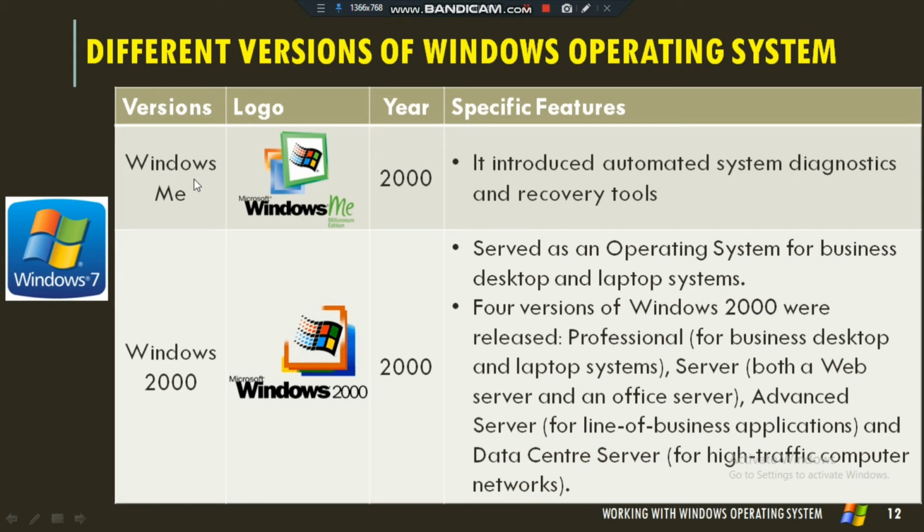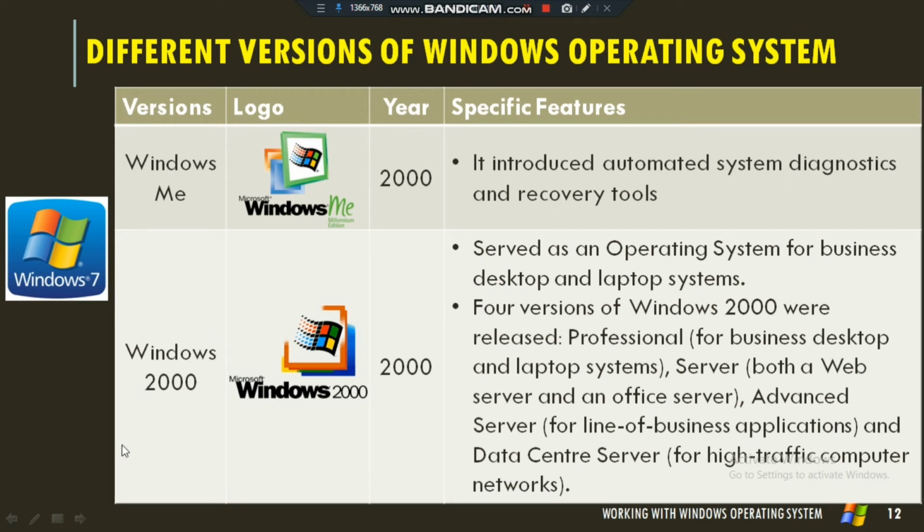The next version is Windows Me, that is Windows Millennium. It was introduced in the year 2000. It introduced automated system diagnostics and recovery tools. When your system is affected by any system problems, it can be automatically diagnosed and it shows an error message to you. Then some automatic repair methods are also used. So if you want to recover, click on this repair button. Nowadays, in Windows 10 also, we are using these recovery tools.